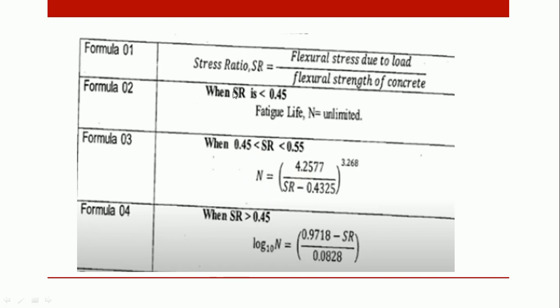So sometimes, most of the time, the stress ratio is given in the problem. If it is not given, then we have some formulas to find the design life based on the stress ratio. That is the list in the table here. If SR is less than 0.45, then the design life is unlimited, because there is no fatigue failure. If it is between 0.45 and 0.5, then we can use this formula to find the design life.